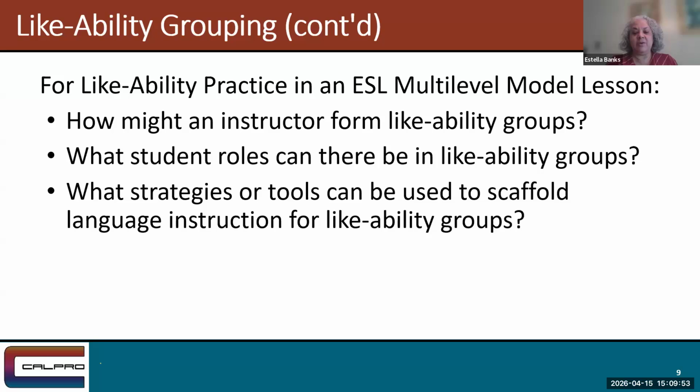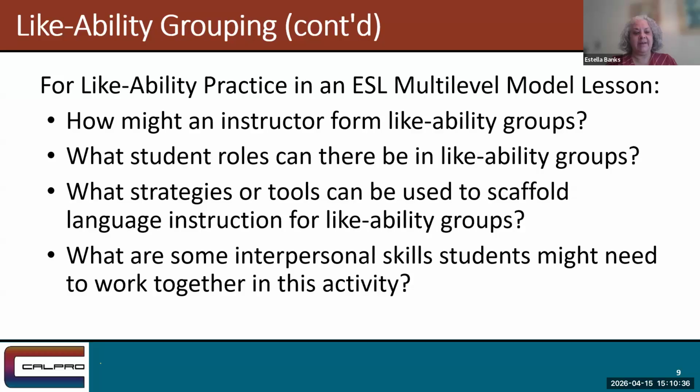What strategies or tools can be used to scaffold language instruction for likability groups? Sentence frames, wonderful. Role play, okay, great. Any others? Information gap, okay, very good. All right, next question. Okay, one more response: beginners have more functional roles in the groups. True.